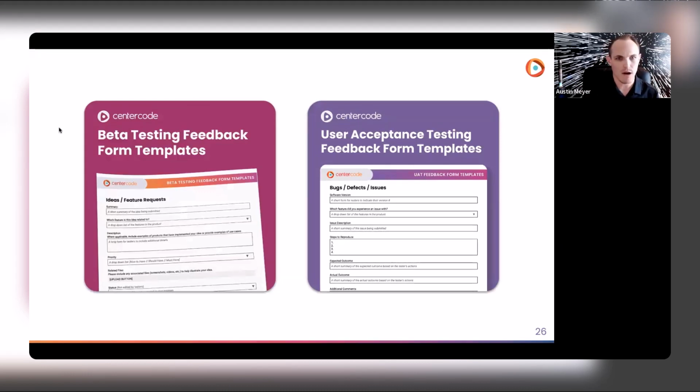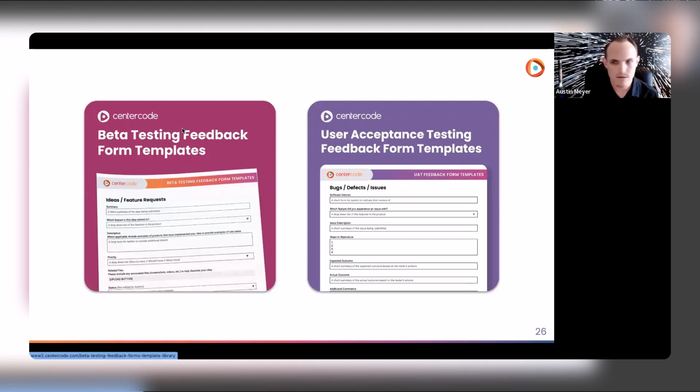Right now, on the screen, I want to highlight a couple of new resources we have available. John was talking a little bit about the importance of templates and testing and keeping the cost of quality down. We're continuing to build our free template library a little more formally. So you can find these feedback form templates on our resources page. We've got beta testing feedback form templates and user acceptance testing feedback form templates. So I encourage you to check those out when you have a moment. We'll link them as well in the deck that we're going to be sending out after the webinar.